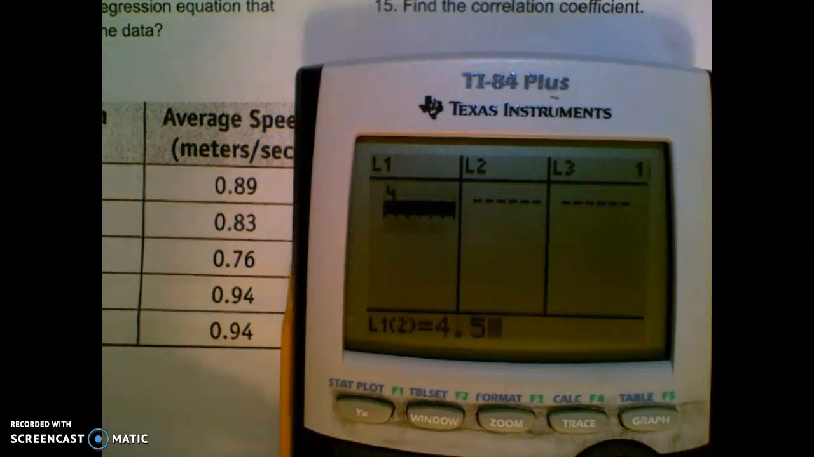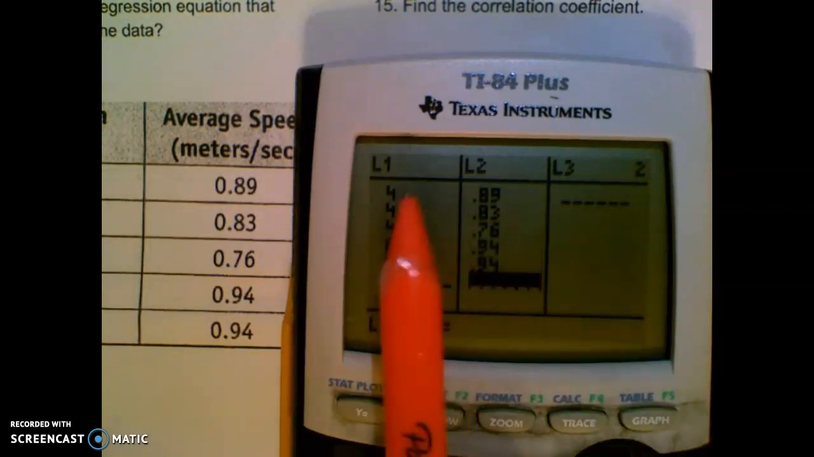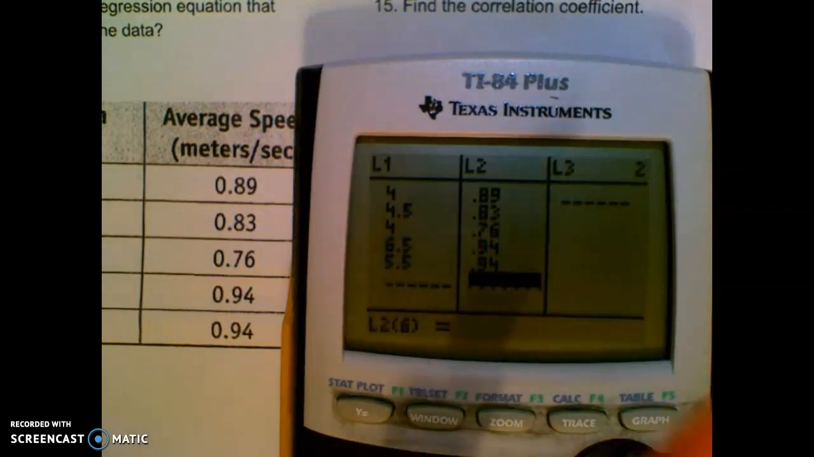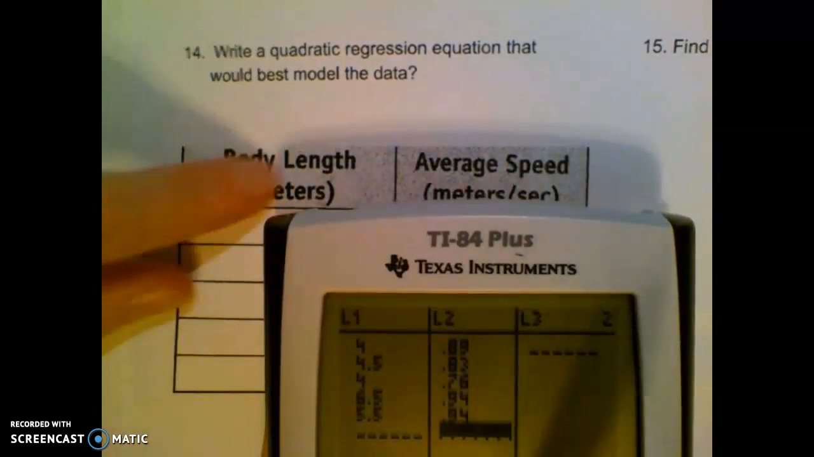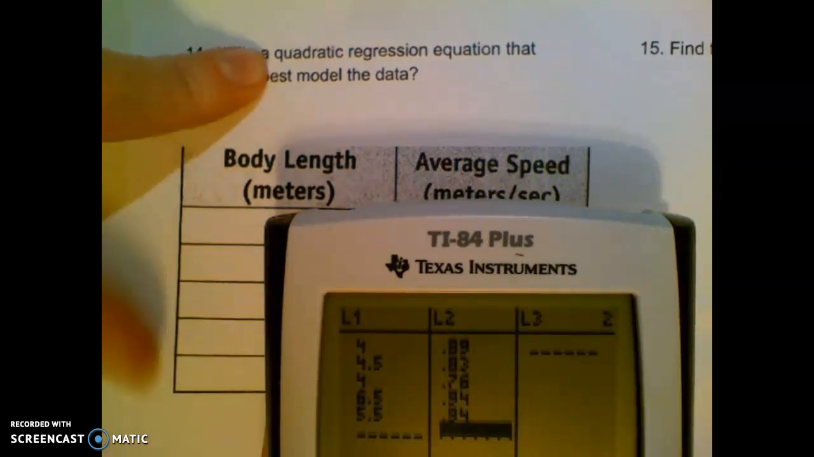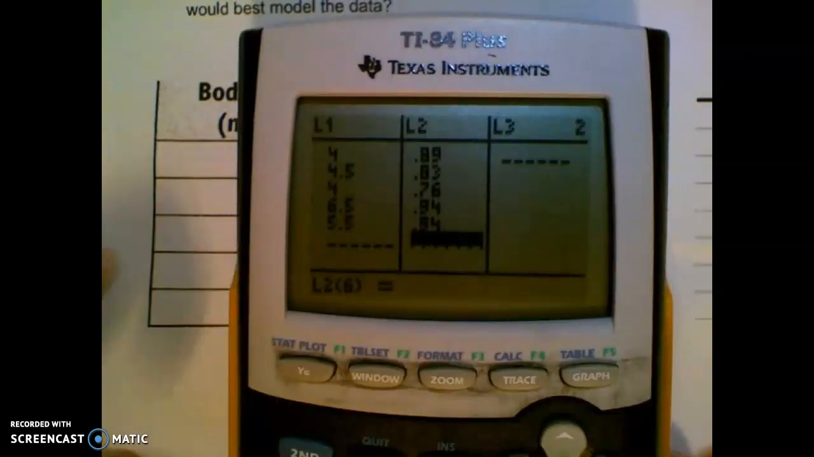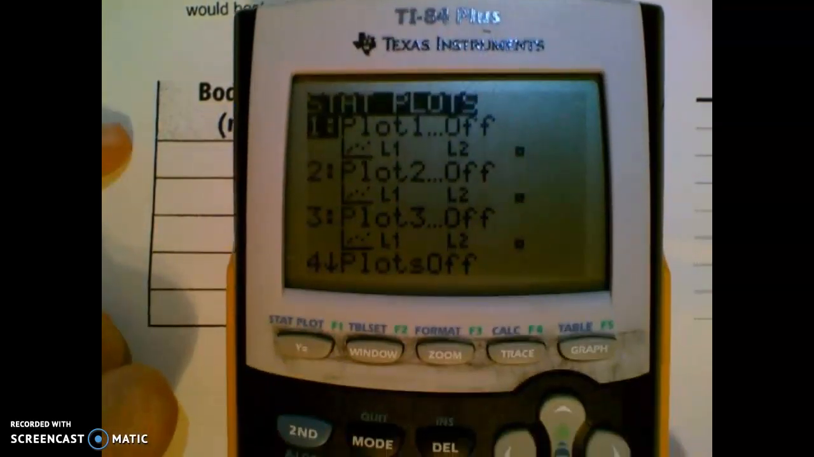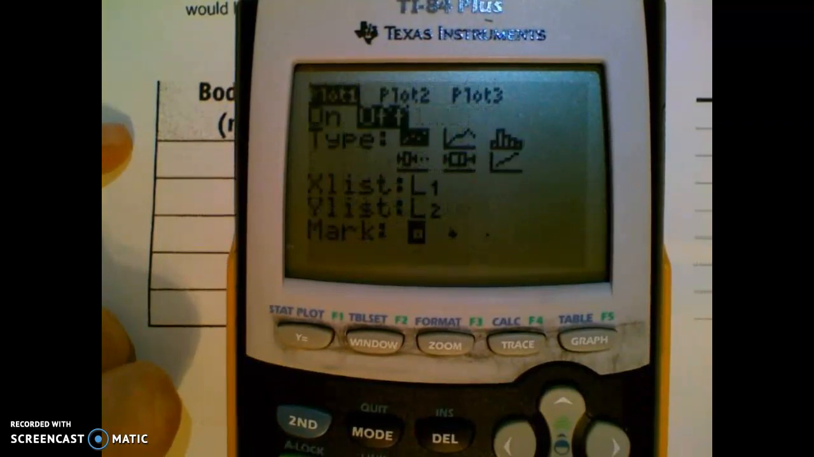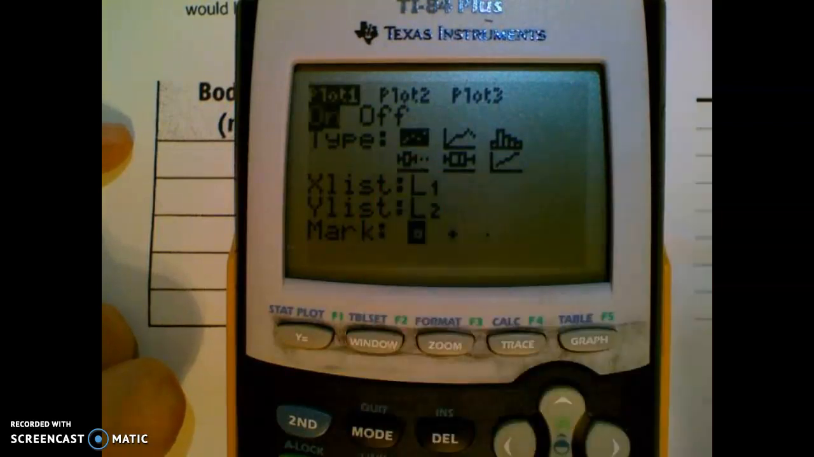So 4, 4.5, 4, 6.5, 5.5, and then in L2, type in your second set of data. Make sure it's in order, because the order you type it in does matter. These data points are being pushed together, so they're compared together. It does tell me to do the quadratic regression. I'm going to review the whole thing just because I can. If you don't know what it is, you want to turn your stat plots on by pressing second, stat plot. Press enter to turn the stat plot on, and it's automatically set up for a scatter plot, so just graph it.